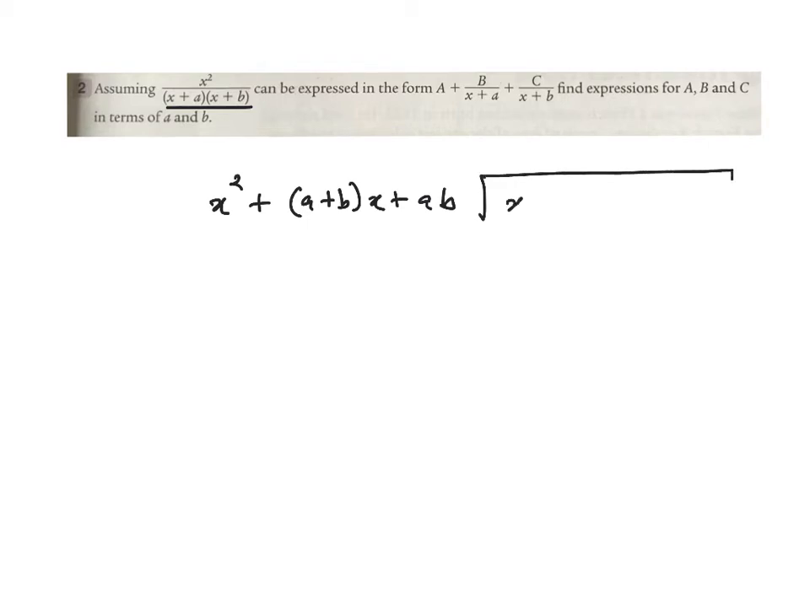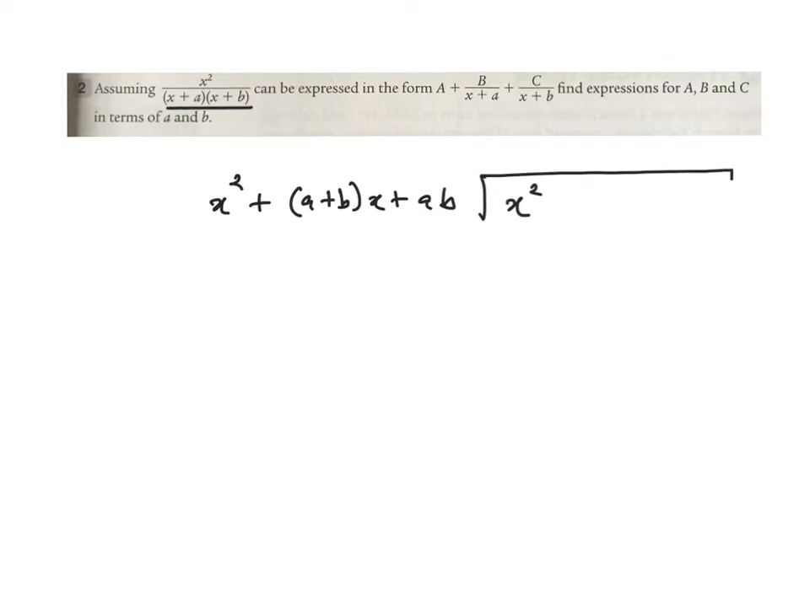The first thing that I did was to carry out the division to simplify the original function. So if we expand these brackets here, we have x squared plus a plus b x plus ab, and divide that into the top line, x squared.